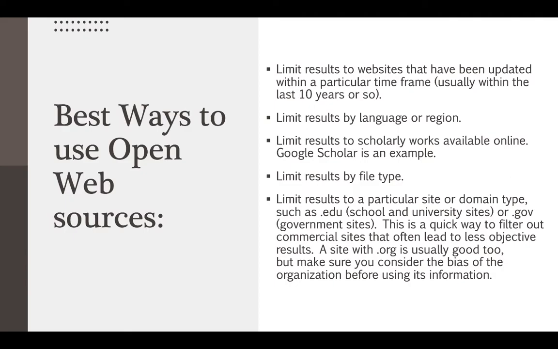That's usually reliable. .gov is a government site. Those are usually pretty reliable. Those are the two that you really want to look for. A site with .org can be good, but it depends. There's a bias sometimes with the organization, depending on what they're trying to do.